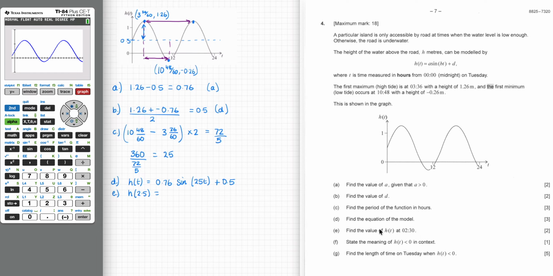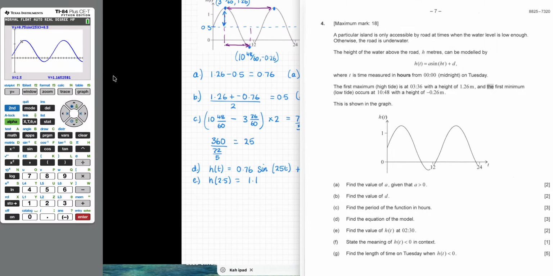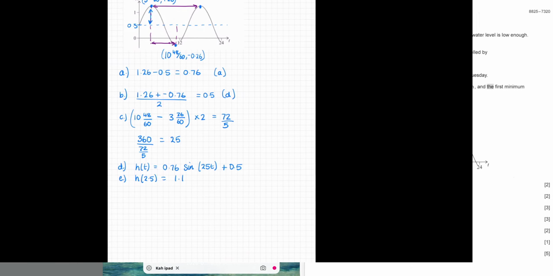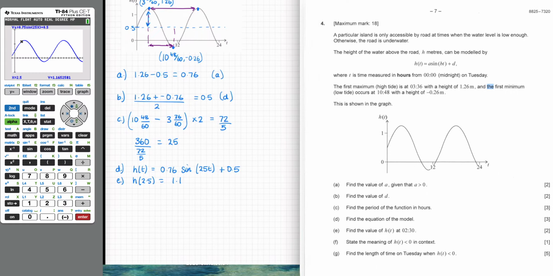So if I'm finding h of 2.5, I can now just find the value of 2.5, and I can see that it's just 1.16. So 1.1, oops, let's just move that across. There we go. So 1.17. And then that's the height of the water, and it's measured in meters.